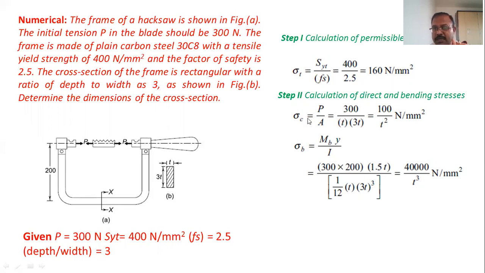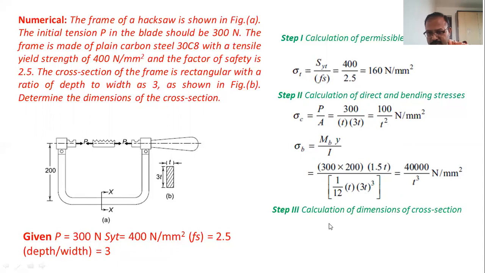So we got it. But here, sigma O, direct stress is compressive in nature, because see the direction of the P. It will try to produce compression in the cross section. So it will try to push the cross section, and therefore it will be compressive in nature, and we will treat it as negative 100 upon T square. Sigma B is MB into Y upon Z. MB is P into 200, that is 300 into 200. Y is 3T by 2 and Z is BD cubed by 12.